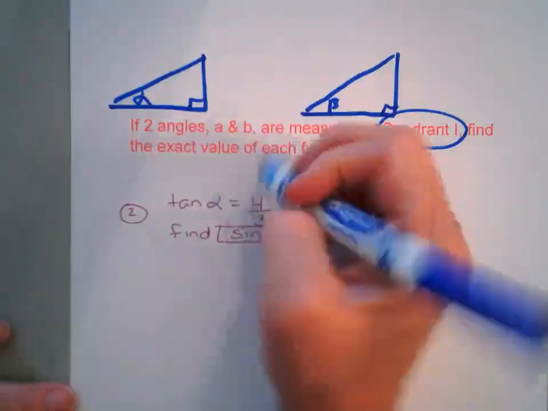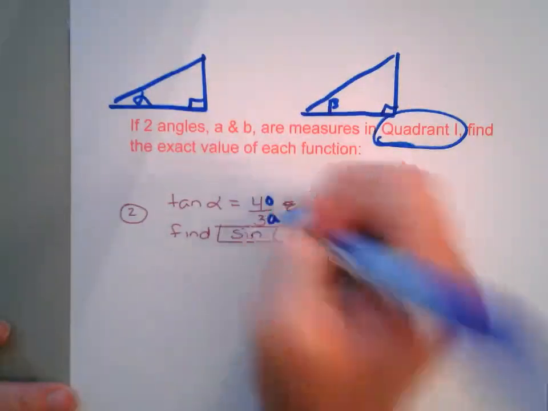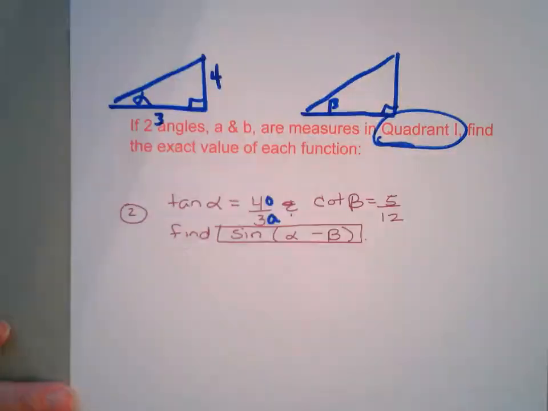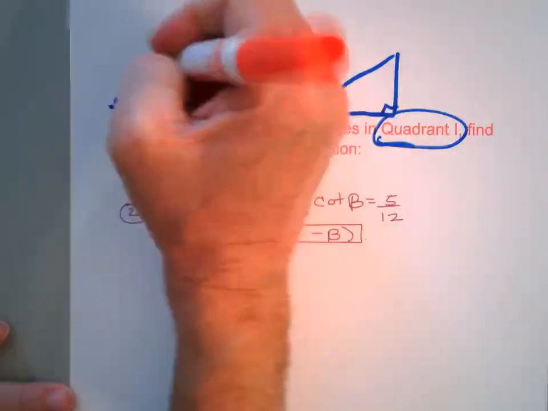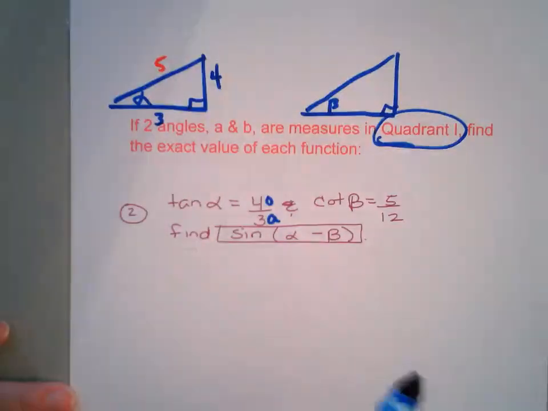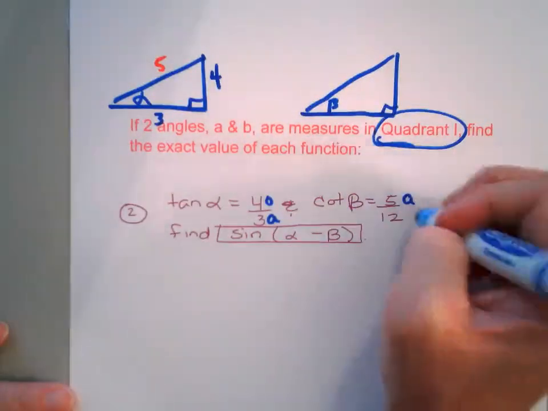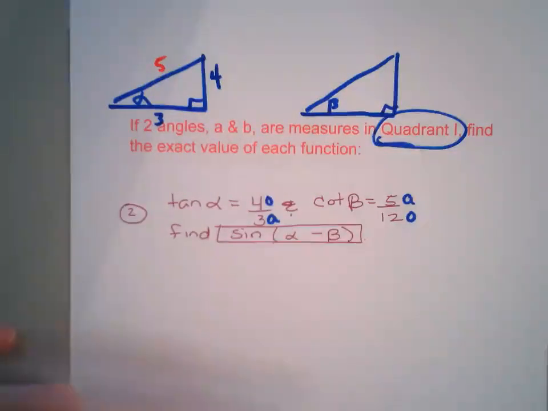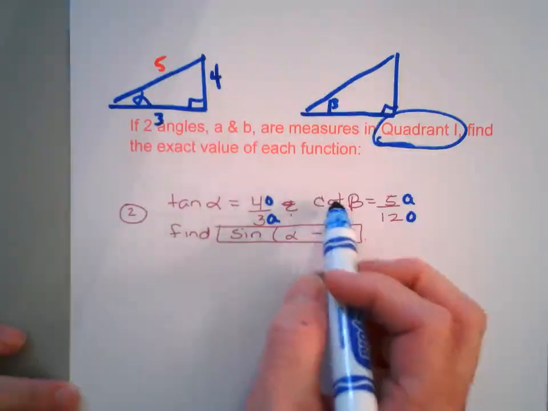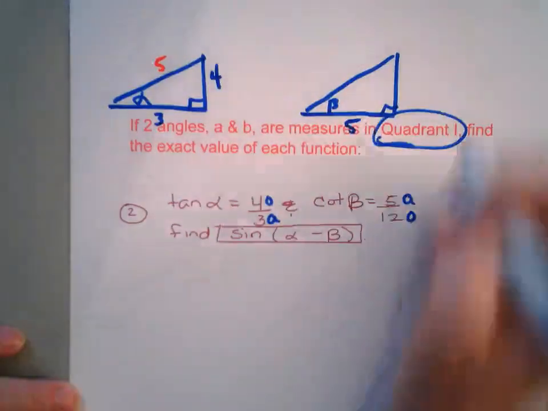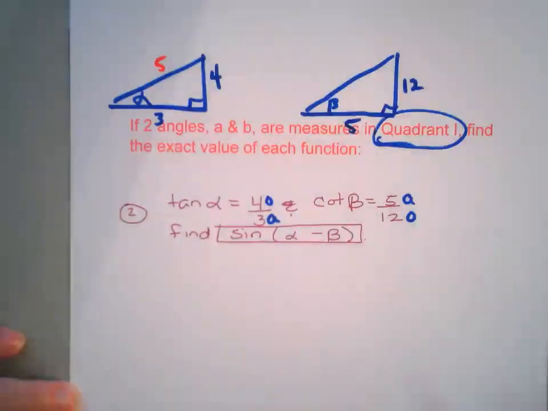The tangent is opposite over adjacent. So the opposite side is 4, the adjacent side is 3, and that's a Pythagorean triple. So we're going to have a 5 as hypotenuse. Beta triangle, all right, cotangent. Be careful here. This is adjacent over opposite. Helps to know what your identities are. So the cotangent of beta, okay, so the adjacent side is 5, the opposite side is 12, which makes the hypotenuse 13. Same two basic triangles that we saw in the previous problem.